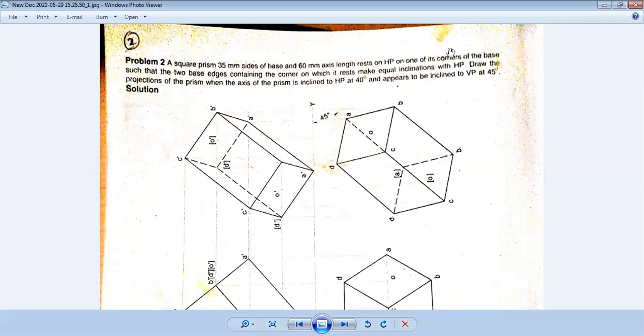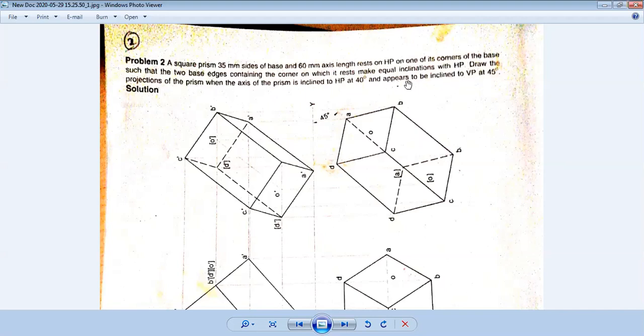Already told this problem is about resting on the corner, such that the two base edges containing the corner on which it rests make equal inclination with HP. Draw the position of the prism when the axis of the prism is inclined to HP at 40 degree, means HP angle will be 40 degree, and appears to be inclined to VP at 45 degree.